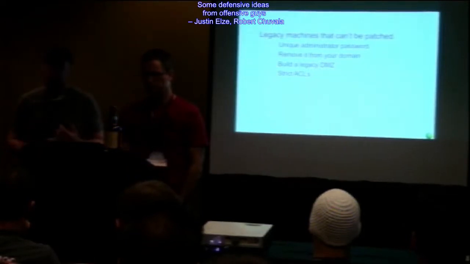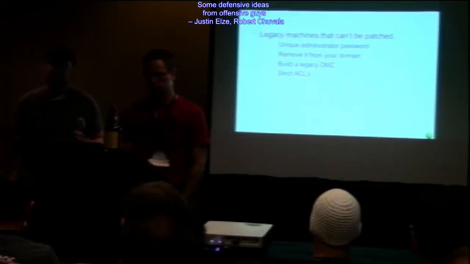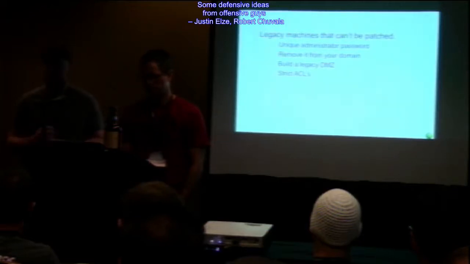You separate it from the domain, use unique passwords, maybe build a legacy domain or a legacy DMZ for machines that you need to keep on the network but can't be patched. This is where you find a lot of MS08-067. It's kind of scary in hospital networks to find this sort of thing, but if you can put ACLs around it and put some kind of controls around it, you can really save yourself a lot of heartache.